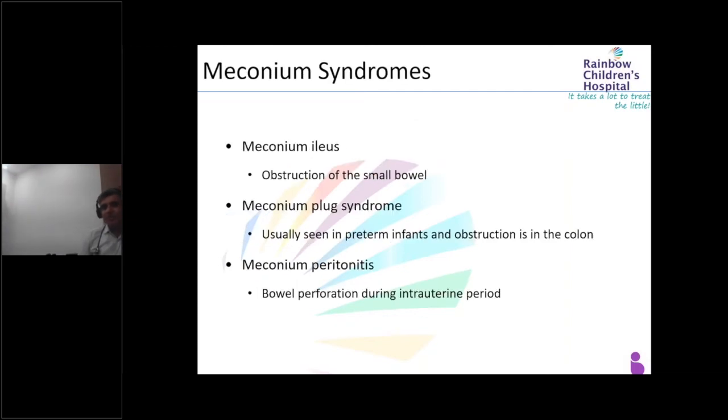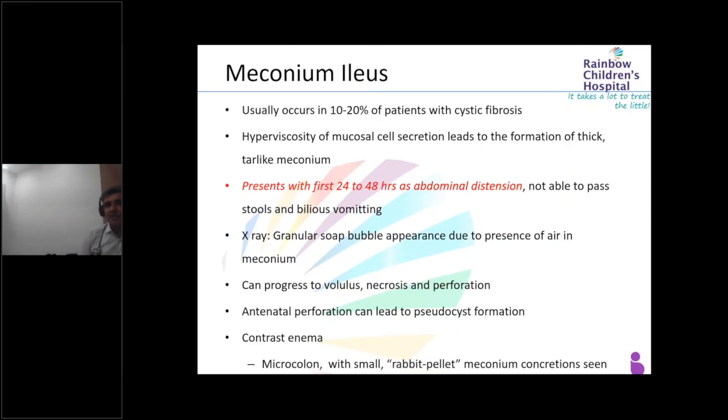The next group of syndromes which usually present in the first few days of life is meconium syndromes. Meconium syndromes can present as meconium ileus, meconium plug syndrome, or meconium peritonitis. Meconium peritonitis usually occurs if, during the intrauterine period, the bowel ruptures and there is bowel perforation.